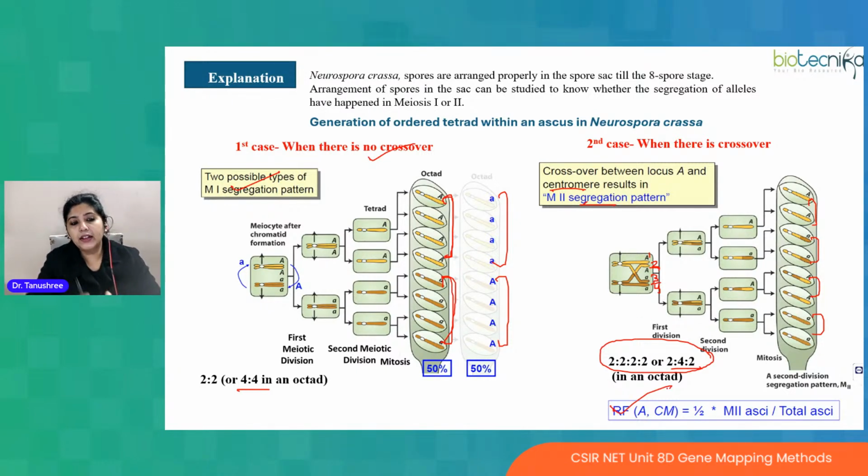And for the ordered tetrad, the recombination frequency is calculated using this formula: half into M2 asci by total asci. Why half? Because only half of the ascospores are recombinant, because crossing over is happening. Only in M2 segregation does crossing over happen, and the M2 segregation pattern is observed when there is a crossing over. So half of the ascospores will be recombinant.